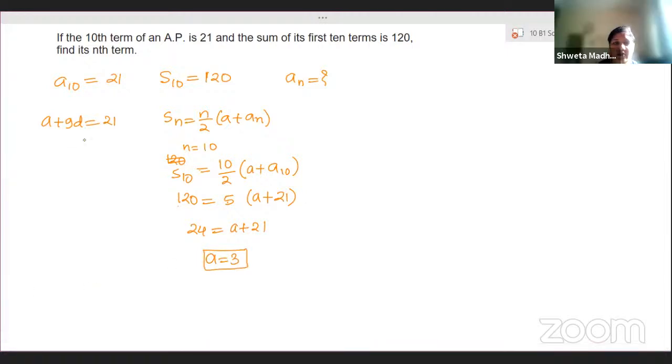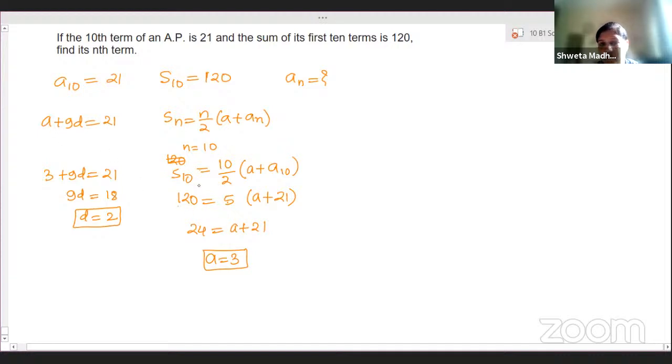Okay, and then solve this. 3 plus 9d is equal to 21. 9d is equal to 18. So d is equal to 2. Or if you can't solve by this method, you can use the normal formula, 2a plus n minus 1 into d. That also way you will get one equation, then solve those two equations. That also can be done. No problem.